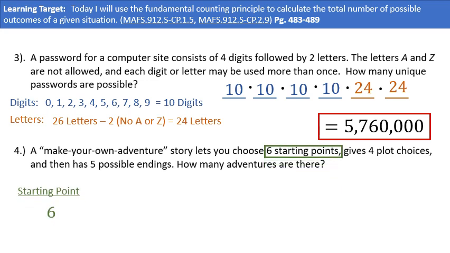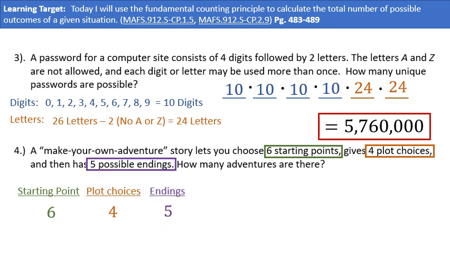All right, so let's go through this step by step. I have 6 different starting points. The next choice I have is in terms of plot choices. I have 4 different options there. And the next choice I have is in terms of possible endings. 5 different options there. Okay, so all we're going to do is multiply 6 times 4 times 5.